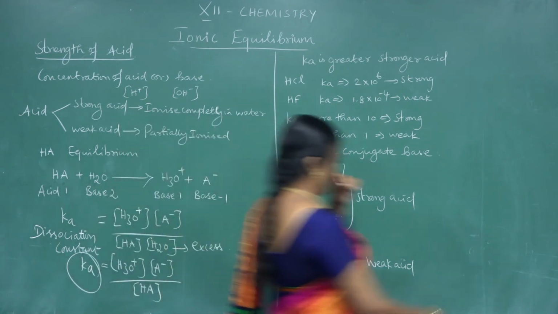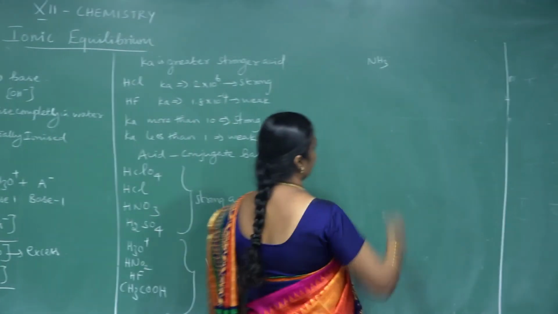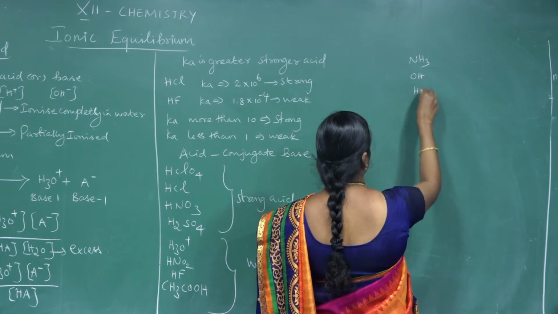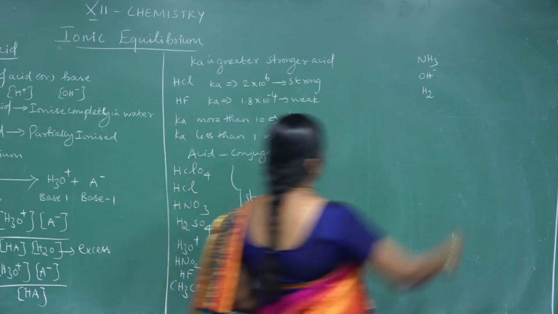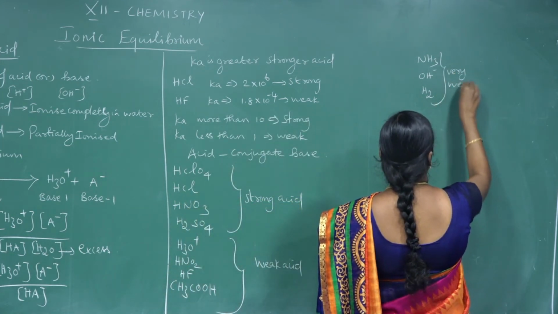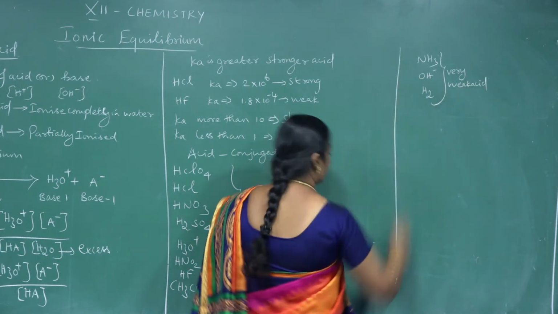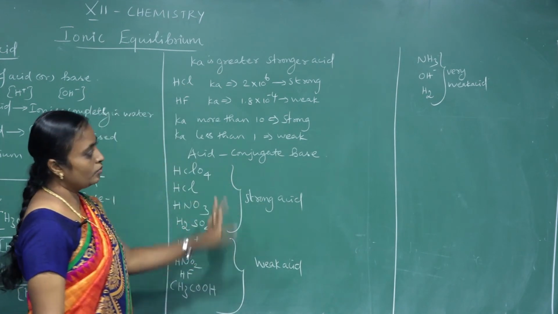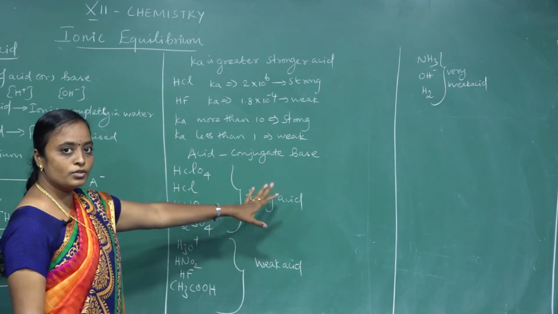In the same way, if you take ammonia and OH minus, this is taken as a very weak acid. So I have listed strong acid, weak acid, very weak acid. Next we will take the conjugate base of an acid.